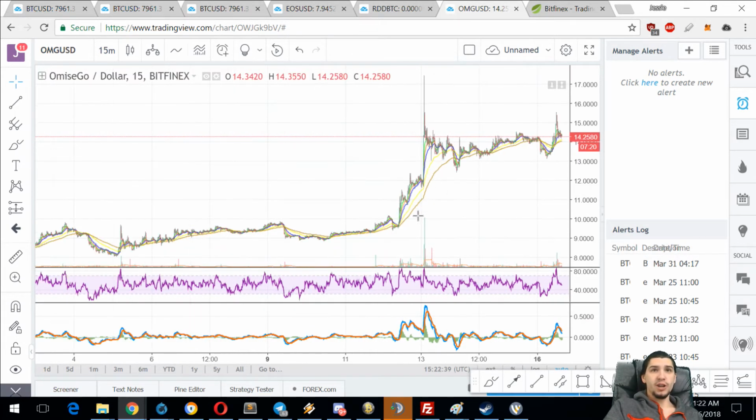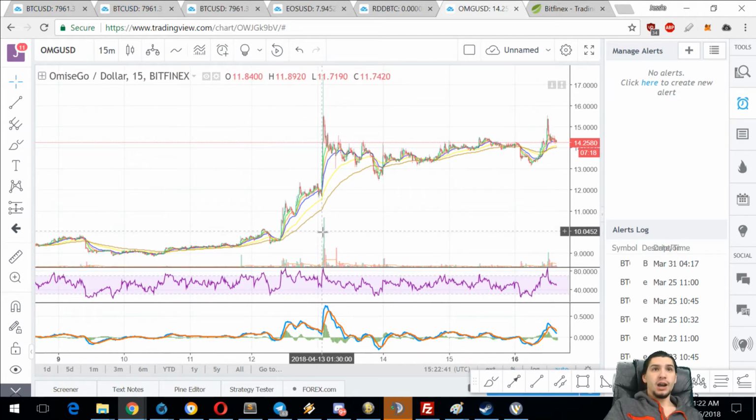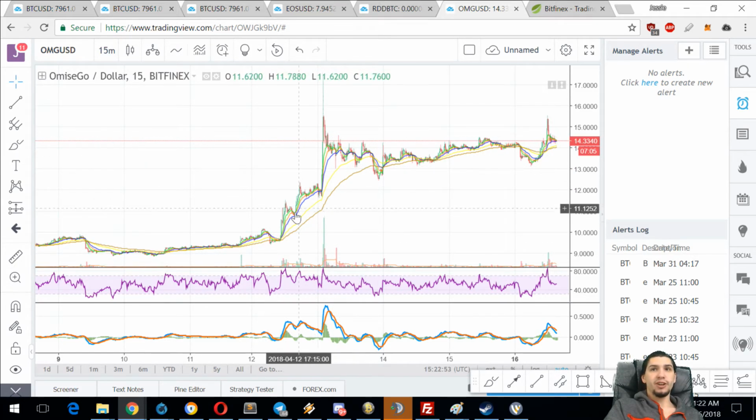OMG is a coin that I'm watching right now. I actually had it in this pump. I did not sell the absolute top. I missed the absolute top, but I did make myself like $1,000 on this trade by catching the meat of this move. And I forget my entry and exit conditions. I'd have to check my charts.